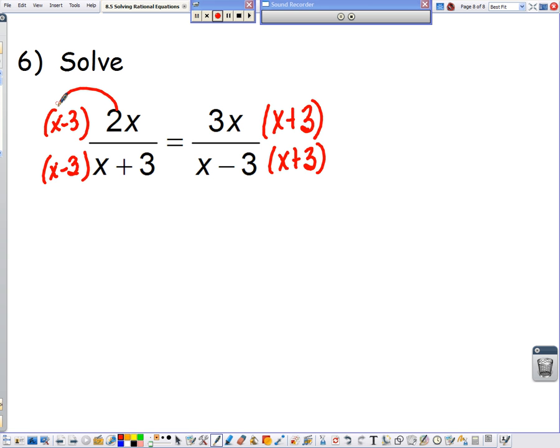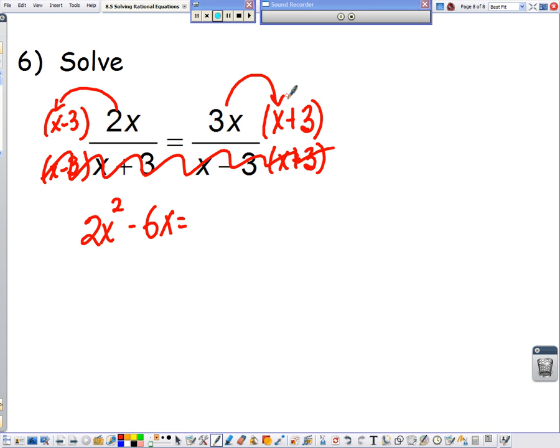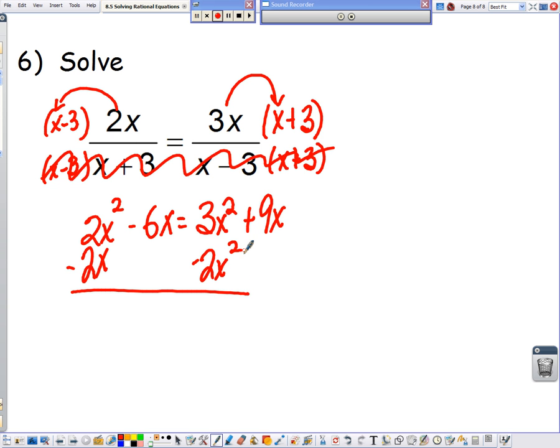So just like before, we're going to distribute. And now that my bottoms are the same, I'm just going to go ahead and mark them off because I'm actually done with them. So I get 2x squared minus 6x equals 3x squared plus 9x. Okay. So if I go ahead and minus 2x squared, I get negative 6x equals x squared plus 9x.